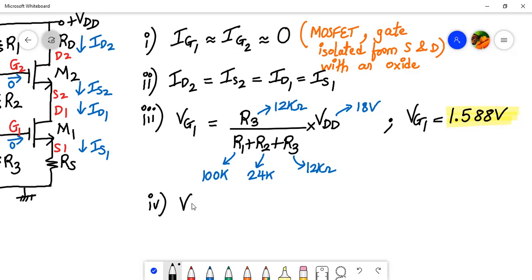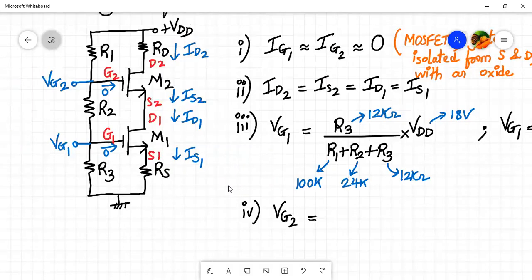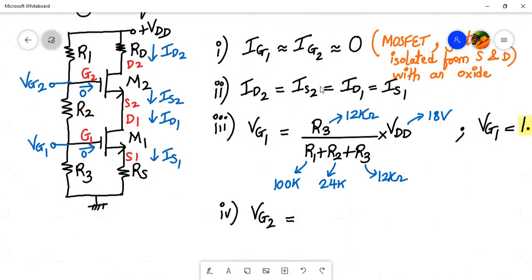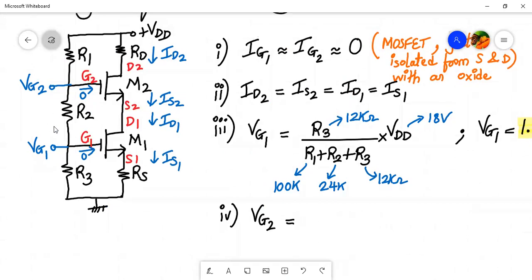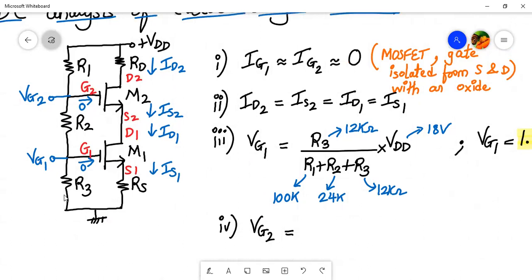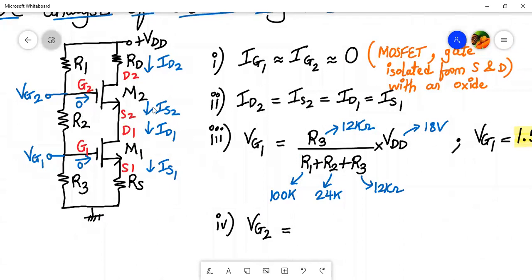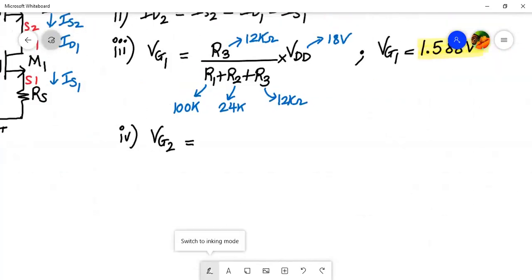So now VG2, what is the formula for VG2 if you have forgotten? If you are not comfortable with any of these steps, we have already discussed this in the previous session. So watch the previous video before you attempt the numerical, about the analysis of the cascode amplifier based on MOSFETs. So over here, VG2 will be R2 plus R3 divided by R1 plus R2 plus R3 into VDD. Simple voltage division rule again applied over here.